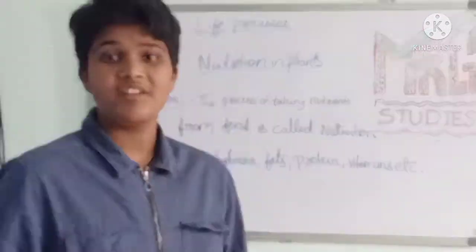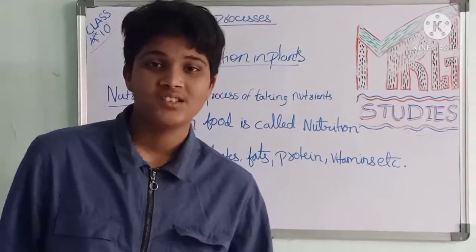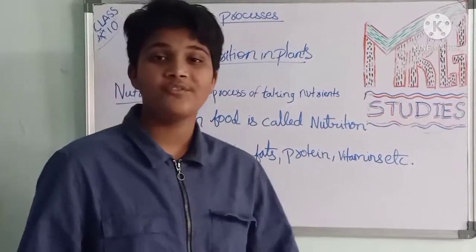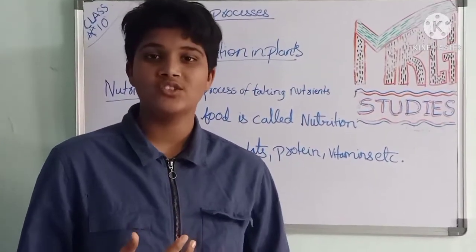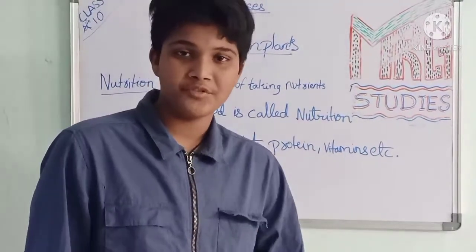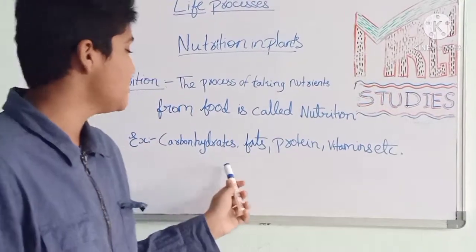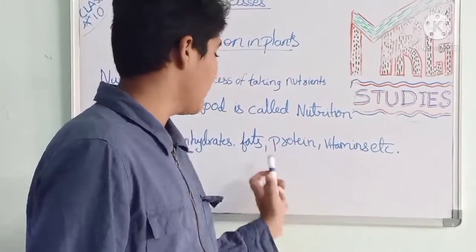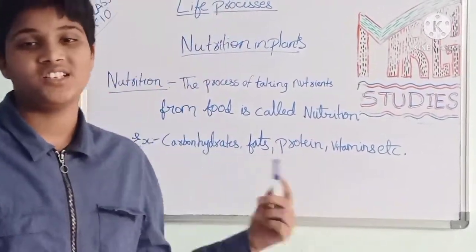Okay friends, now I will tell you about nutrition in plants. The process of taking nutrients from food is called nutrition. Let's see what the examples of nutrients are: carbohydrates, fats, proteins, vitamins and so on.